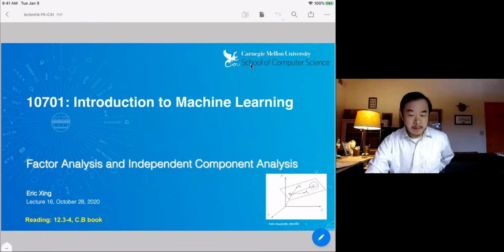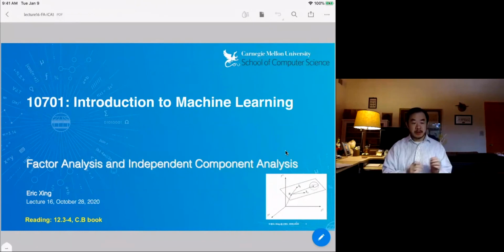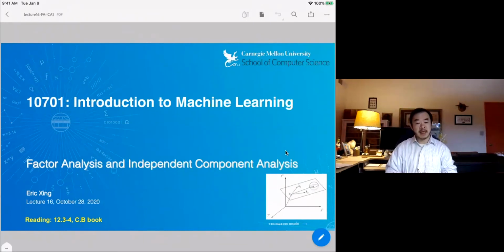Okay, good morning, everyone. Today, we're going to continue the discussion on latent space analysis. We will do a quick review of PCA and the SVD we covered last time. And then we're going to talk about two new techniques known as factor analysis and ICA, independent component analysis.